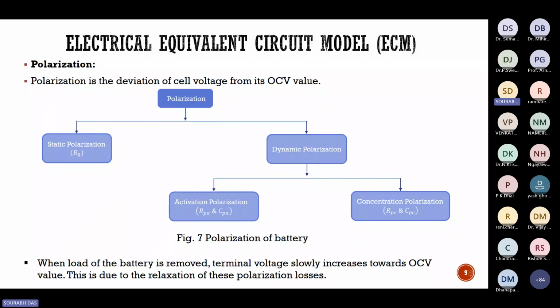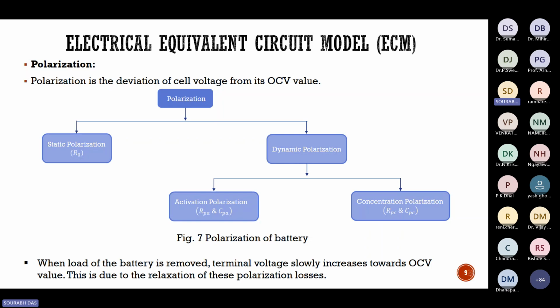So, what is dynamic polarization? It is time dependent, and it results from sluggish electrochemical processes, and it can be split into two components. One is the activation polarization, another is the concentration polarization. Activation polarization is linked to the resistance and capacitance that the electrons encounter while overcoming the activation energy barriers during the charge transfer reaction. So it causes rapid voltage changes over short time intervals.